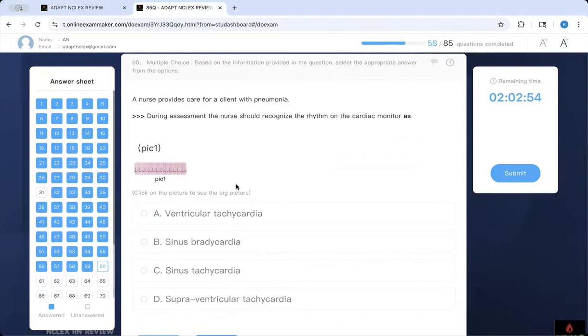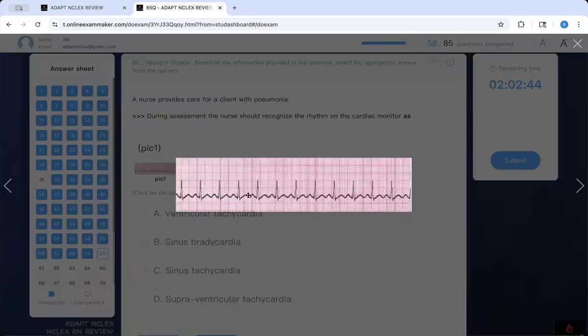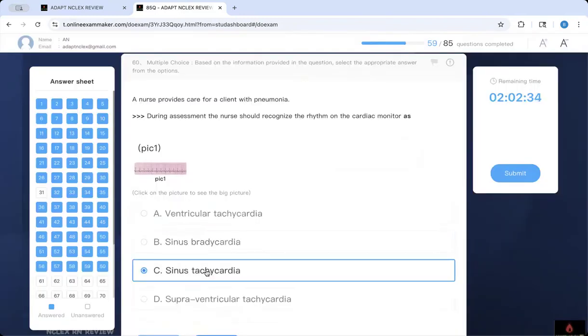It does not look like VTAC. We'll see VTAC if there's a question like that. Sinus bradycardia is too fast. Sinus tachycardia is acceptable. It's not SVT because the P and the T wave, I can see a dibble. They are not completely buried. They are not one, but this is okay. So this is sinus tachycardia.